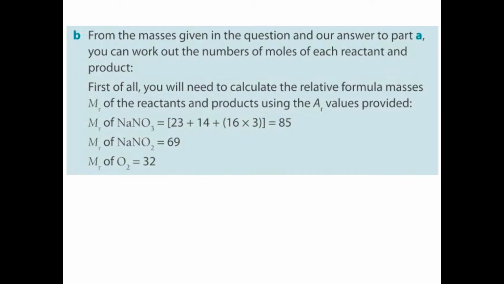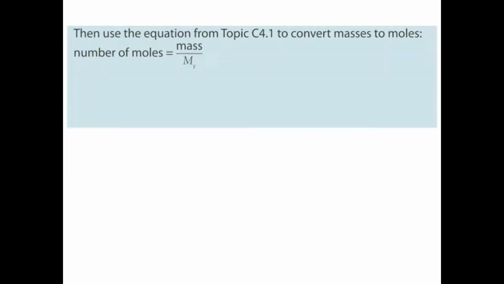So if we follow that through, we find that the relative formula mass of sodium nitrate is 85, of sodium nitrite is 69, and of oxygen is 32. The relative formula masses of each of those molecules. Next, then we can use our equation from our previous topic to convert masses into moles. So the mass in grams of each one divided by the relative formula mass of each one.